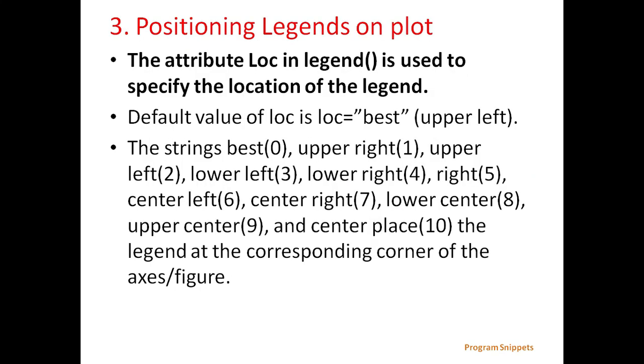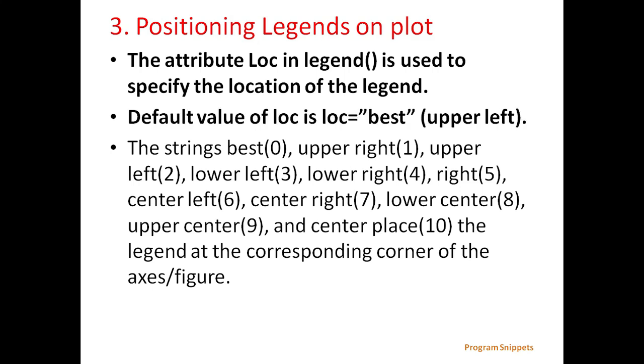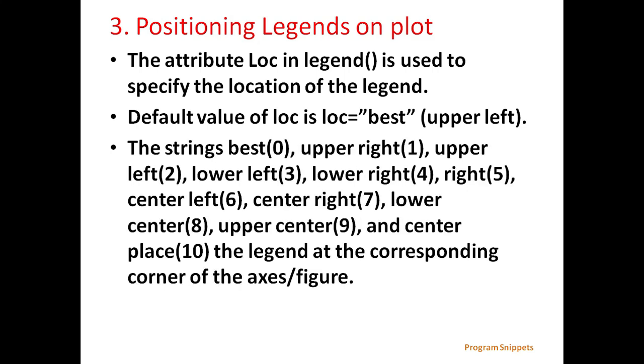We can position the legend on the plot. The attribute loc in the legend is used to specify the location of the legend. The default value of loc is best, that is upper left. The different strings like best, upper right, upper left, lower left, etc. place the legend at the corresponding corner of the axis or figure.